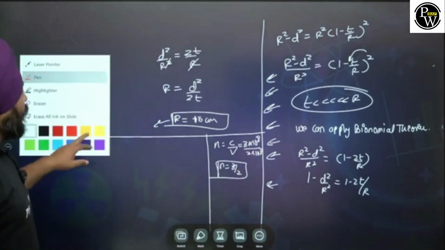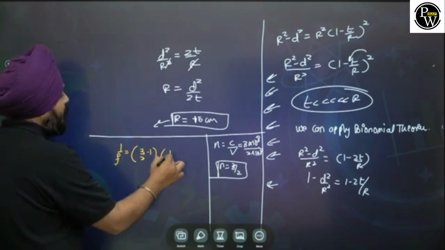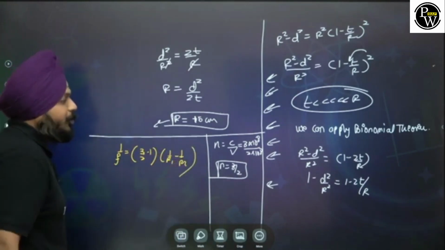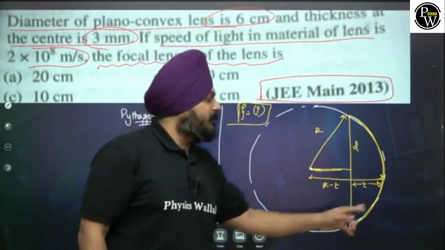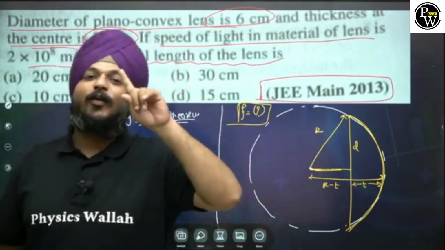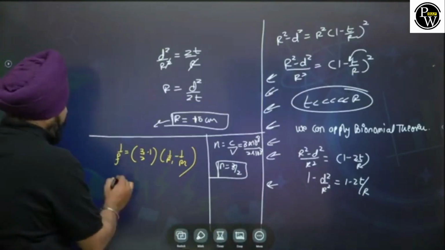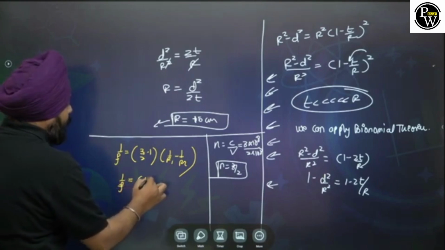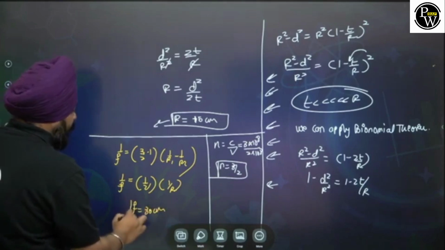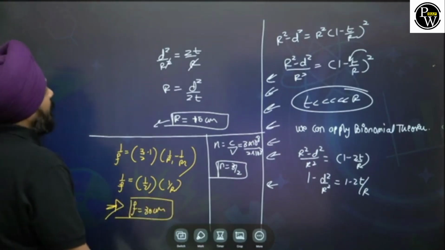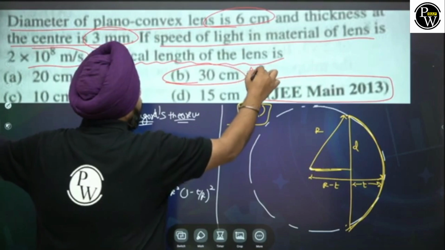Can we apply the lens maker's formula to find the focal length? Yes. (3 by 2 minus 1)(1 by R1 minus 1 by R2). Again a new twist: in the plano-convex lens, we have only one curvature. It means the value of 1 by R is known, the second term will be discarded. So 1 by F equals 1 by 2 into 1 by R. The focal length is going to be 30 centimeter for this kind of lens, and B is the perfect answer for this specific question.